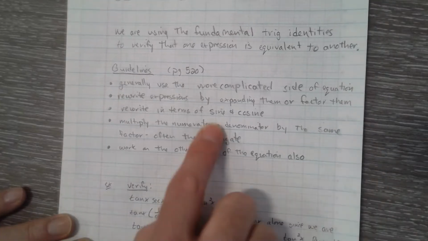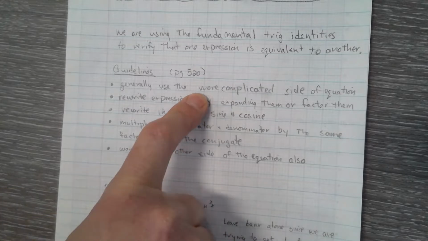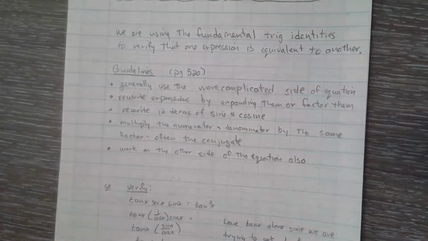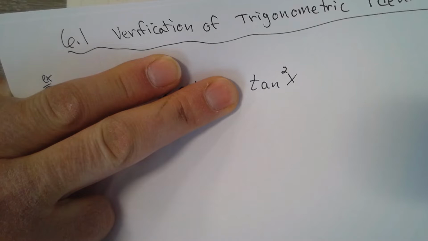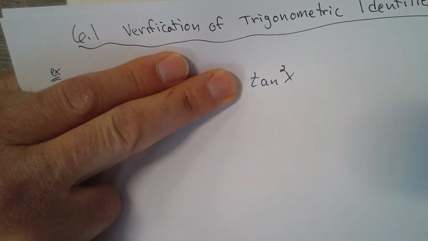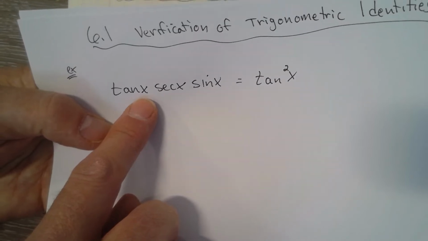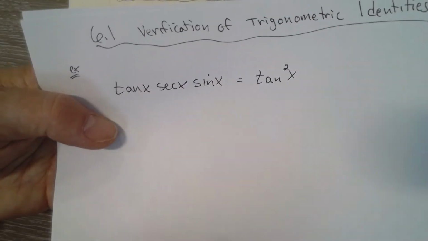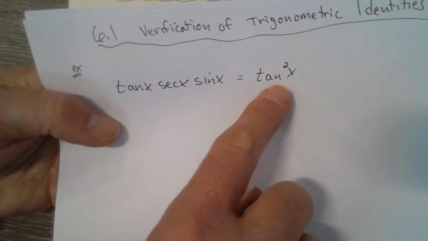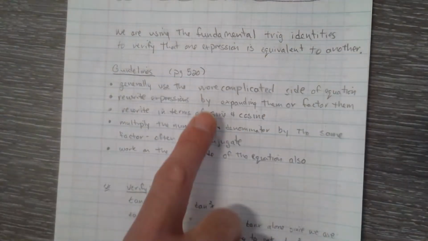The more complicated side, rule of thumb, use the more complicated side first. Like if you're given just tangent squared, I mean, how would you know where to start with that? But if you have all this, this is more complicated. You can start maybe by changing your tangent and secant in terms of sine and cosine. You can manipulate this easier than the non-complicated side, where it's not obvious what to do. So start on the more complicated side.